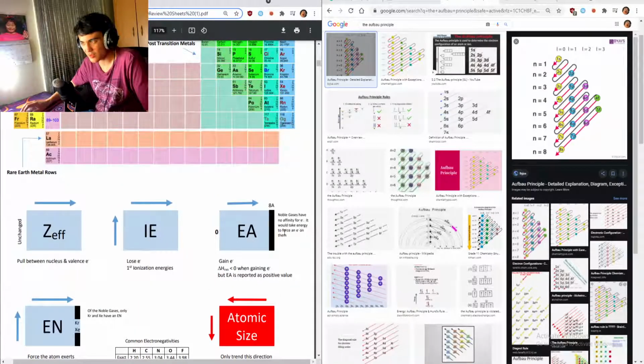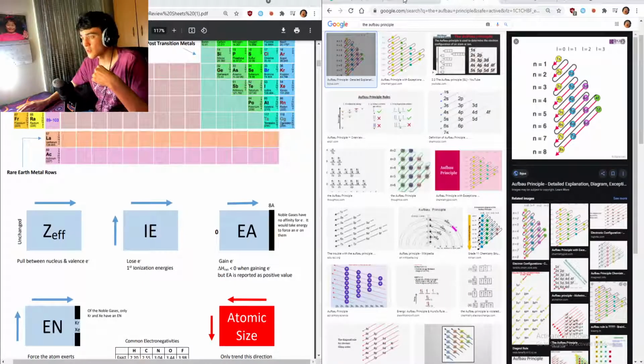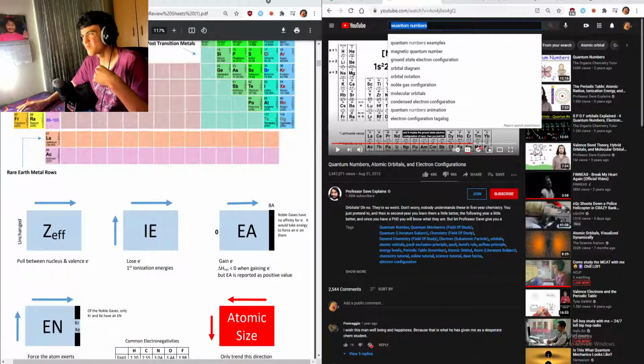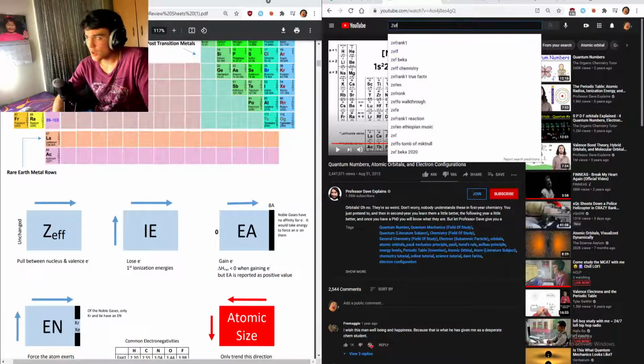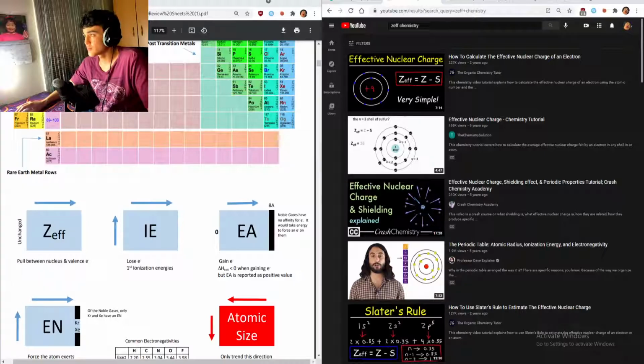Noble gases have no affinity for electrons. It would take energy to force an electron onto them. It would take energy to force it. Gain electrons. The delta H meaning... What was delta H? Delta H when gaining electrons is less than 0. But EA is reported as a positive value. What is this? I've never learned this before.